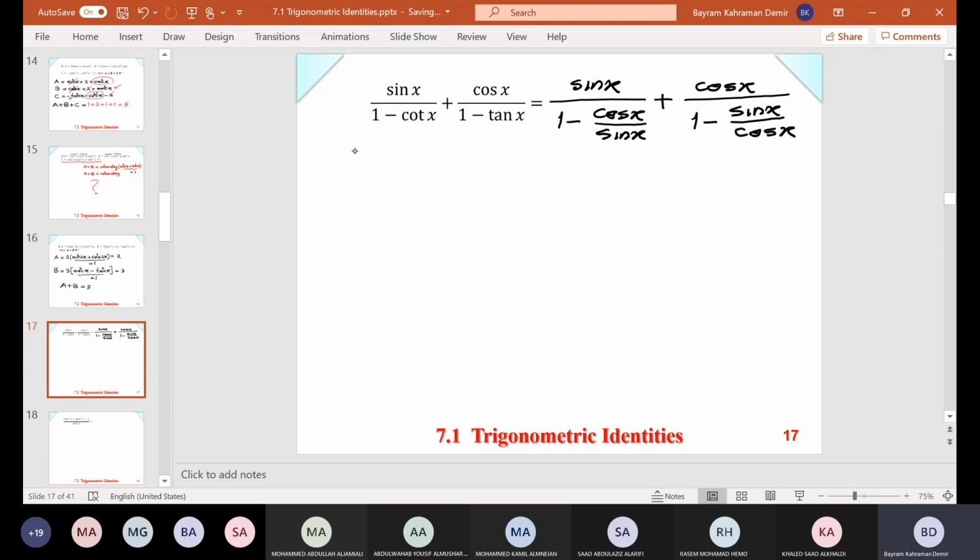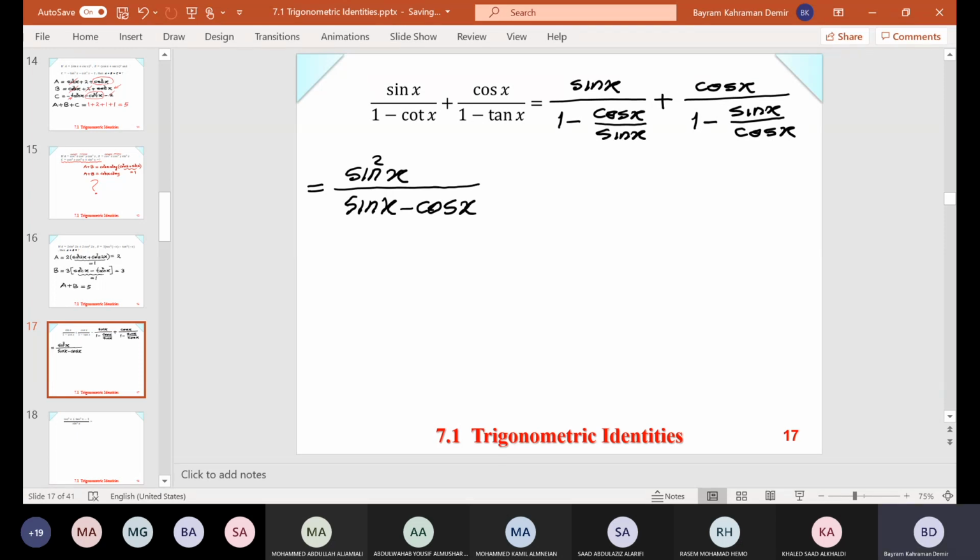All right. So for the first fraction, if you multiply the numerator and denominator by the sine function, it will be sine squared of x divided by sine x minus cosine x. Is that clear to everybody?